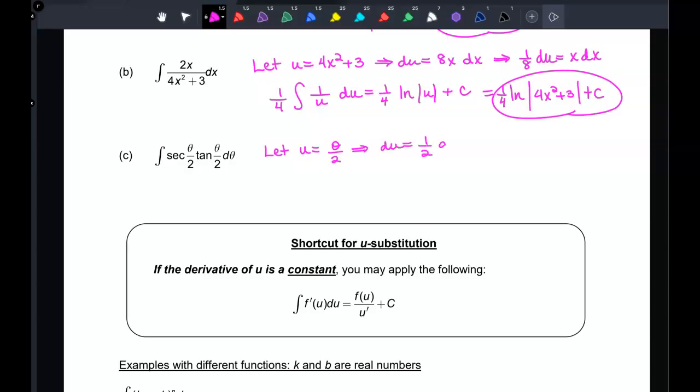Okay, so here I get 1/2 d theta. I don't have a half, so I can compensate by multiplying by 2. So I can rewrite this as 2 secant u tangent u du. Good. What's the antiderivative for secant tangent? Secant. So 2 secant u.